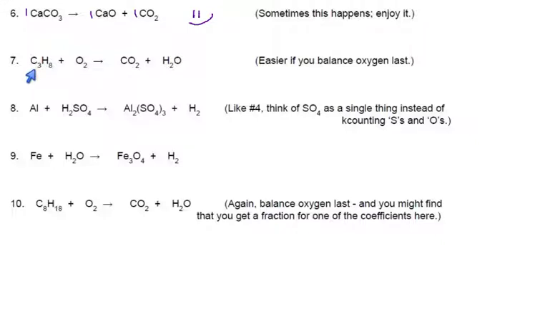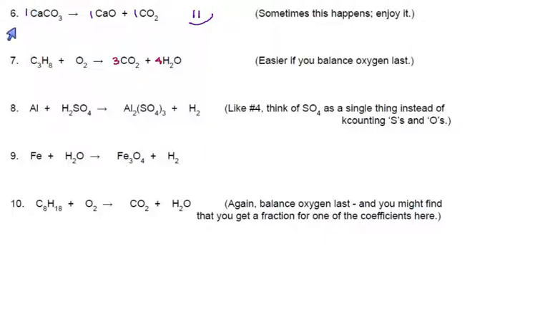We start with 3 carbons, so we need 3 carbons on the right side. Take care of that by putting a 3 there. We start with 8 hydrogen, so we have to have 8 hydrogen when we're done. We could arrange that by putting a 4 here. That'll quadruple the amount of water.